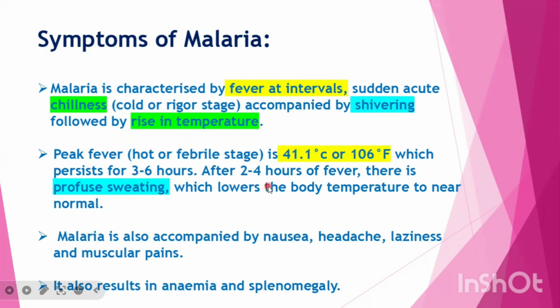After 2 to 4 hours of fever, there is profuse sweating, and because of sweating, body temperature lowers down near to normal. Malaria is also accompanied by nausea, which is feeling of vomiting, headache, laziness, and muscular pain. It also results in anemia and splenomegaly, which is enlargement of spleen.